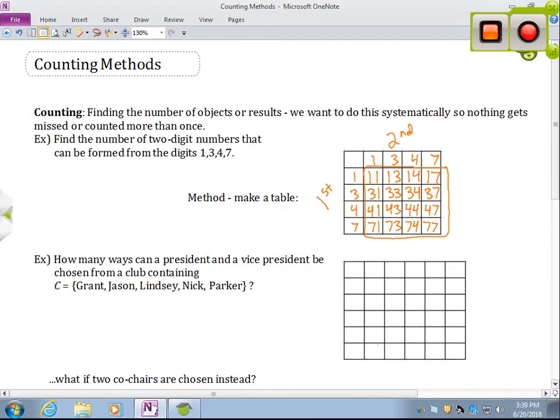My question says find the number, so this is a how many question. My answer shouldn't be a list, it should be a number. So how many of these are there? I can see we've got a 4 by 4 square. There are 16 different two-digit numbers that contain 1, 3, 4, or 7. It's not a super tough one, and really that's one we could probably list and be fairly unlikely to miss things. But just in case, we have this systematic way to do it, and it would be really useful as the number of things we're choosing from gets bigger.